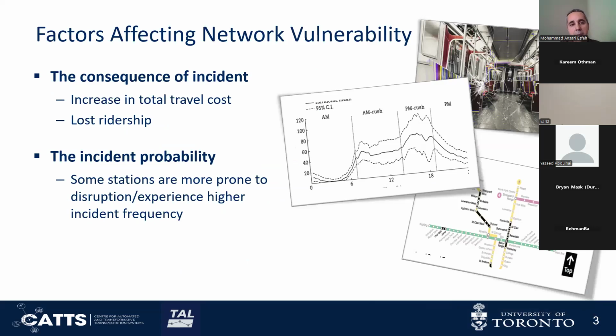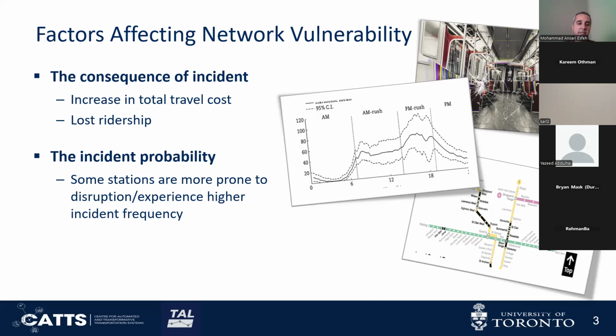When we talk about vulnerability, there are two sides to the problem. The first side is the consequence of the incident. Basically, when something goes wrong, how does that really hurt the system? We usually measure the consequence in terms of the increase in travel costs of the network, and also lost ridership due to origin-destination disconnection in the system, because some of the stations are going to be out when we have some incidents going on in the network.